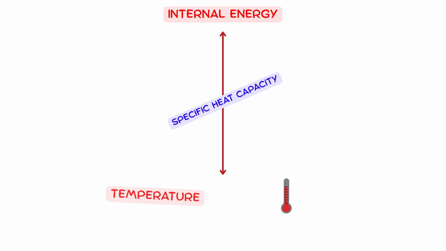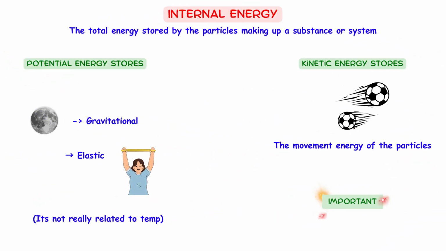In today's video, we're going to explore how the internal energy of an object is connected to its temperature, using the concept of specific heat capacity. Let's start by understanding a few essential terms. Internal energy refers to the total energy stored by all the particles that make up a substance or a system.